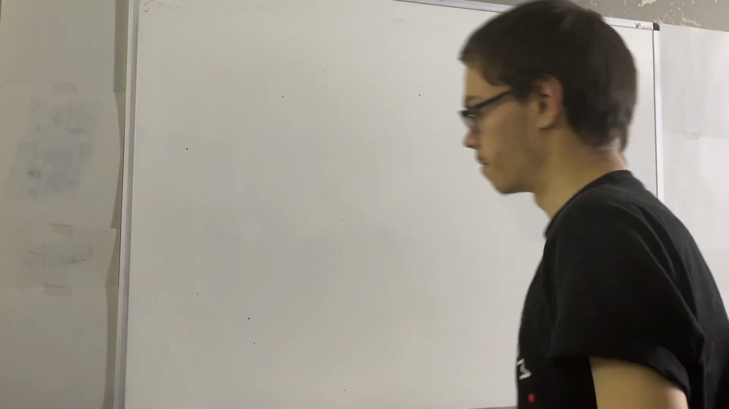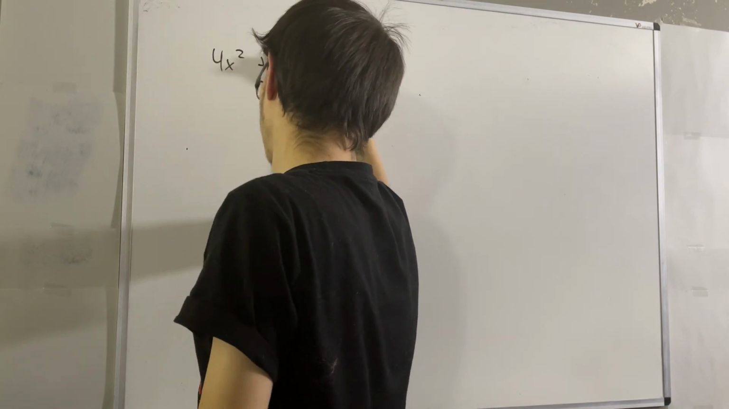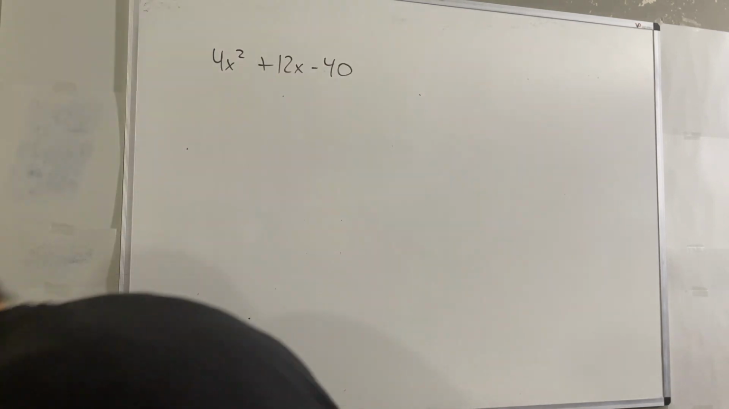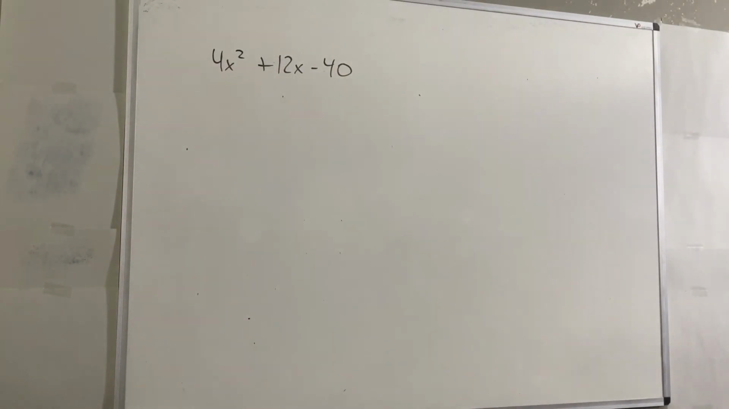All right, next question. We have 4x squared plus 12x minus 40. See, is that the correct one? Yes, it looks like it. Factor completely.